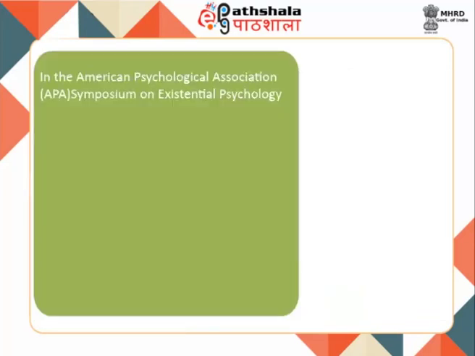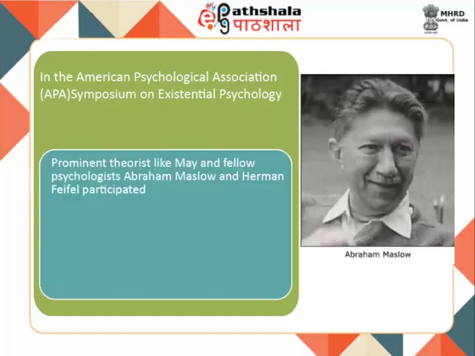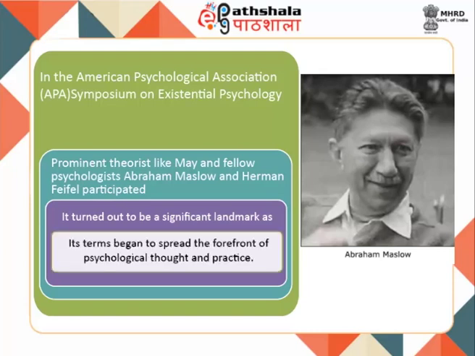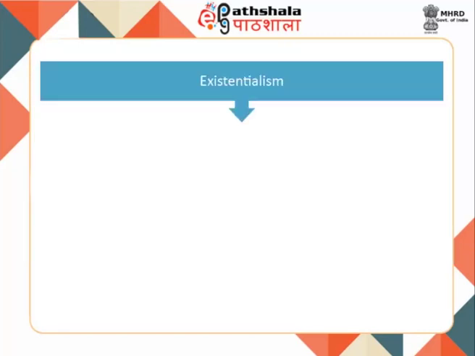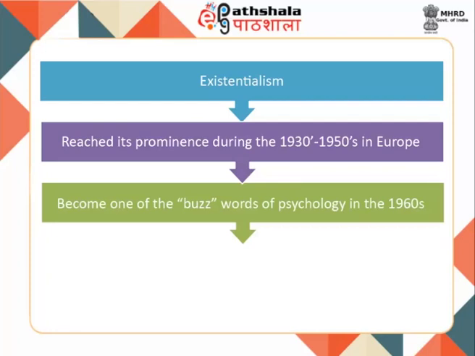At the American Psychological Association (APA) Symposium on Existential Psychology and Psychotherapy on September 5, 1959, many prominent theorists like May, fellow psychologist Abraham Maslow, and Herman Felfel participated, and it turned out to be a significant landmark, because of which the idea of existential psychology and its term began to spread to the forefront of psychological thought and practice. Existentialism reached its prominence during the 1930s to 1950s in Europe, but after the symposium, the word existentialism had become one of the buzzwords of psychology in the 1960s.